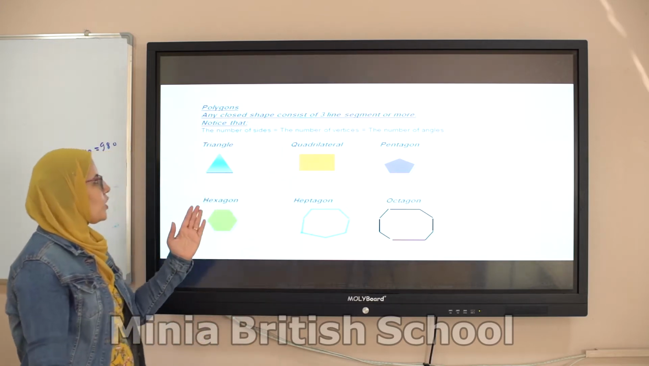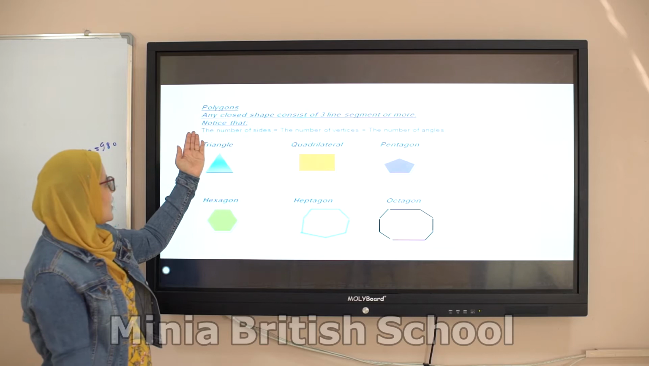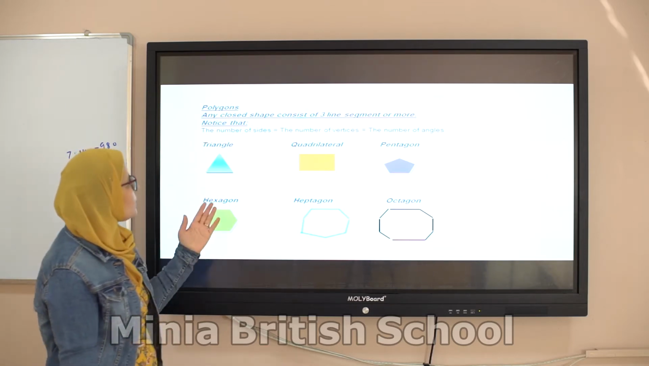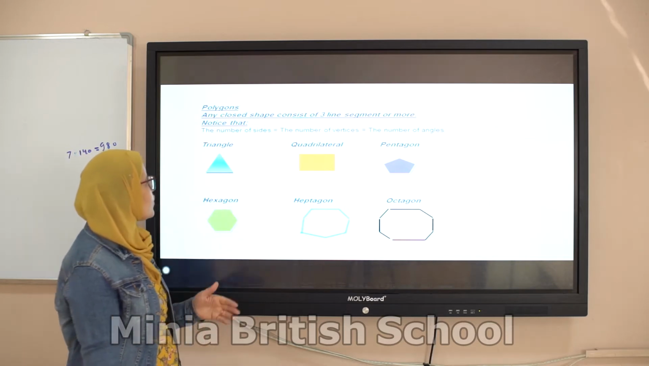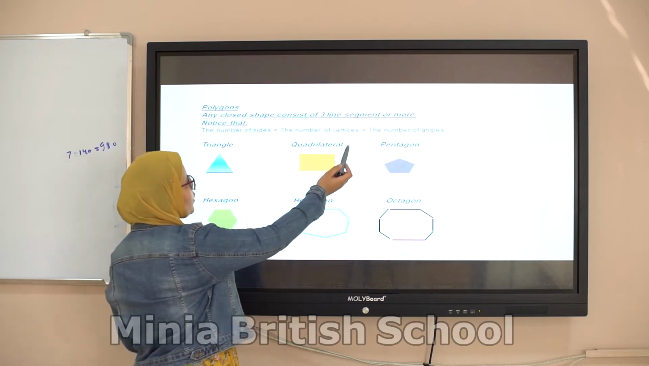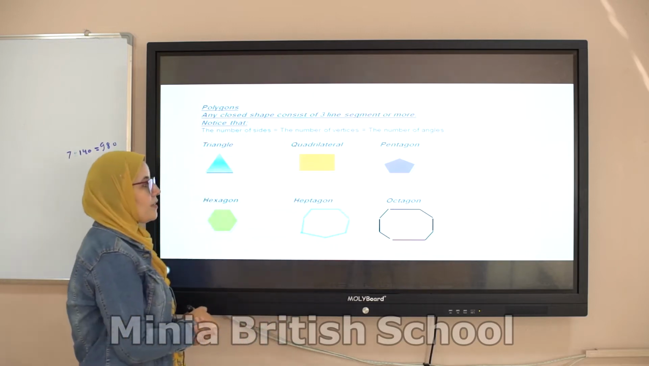Here we have some types, but first the definition of polygons. As we said, a polygon is any closed shape that consists of 3 line segments or more. And you have to know that the number of sides equals the number of vertices equals the number of angles.